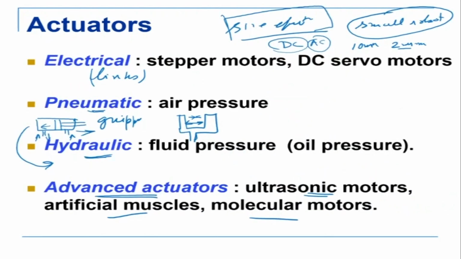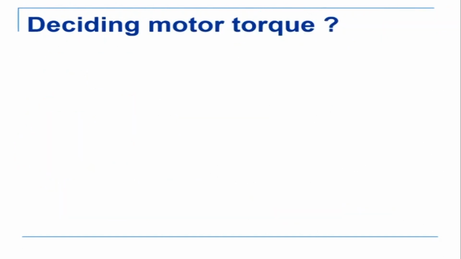So let's start off by looking at the various electrical actuators, then we'll look at pneumatic, hydraulic, and advanced actuators. Now, the other important question that comes up is, which actuator are you going to use when? For example, you're designing a robot. Let's go back here. So I'm going to make a robot.